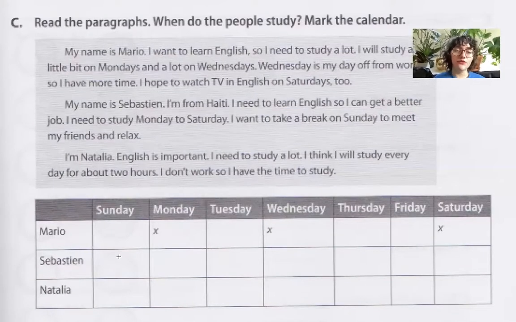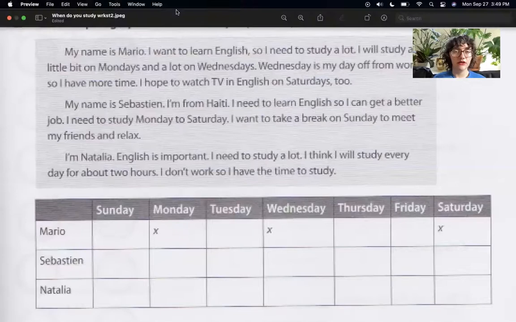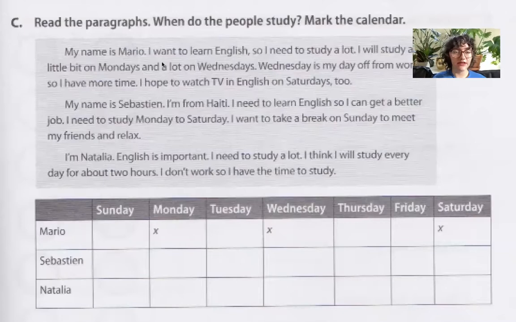Okay, so let's start with Mario. So Mario, I want to learn English, so I need to study a lot. I will study a little bit on Mondays, right? And a lot on Wednesdays. Wednesday is my day off from work, so I have more time. I hope to watch TV in English on Saturdays too. So let's mark on the calendar. So that was Mario.